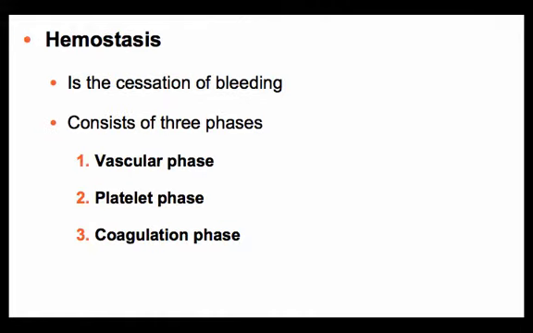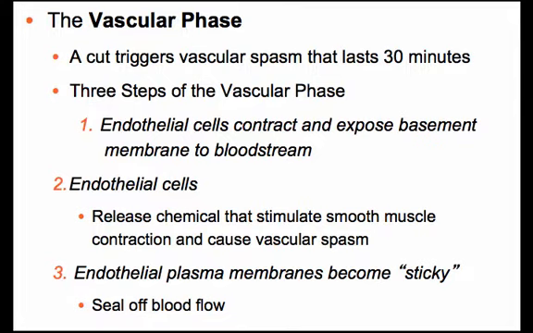When damage occurs to a blood vessel, the platelets help to stop the bleeding. Hemostasis is the term given to the cessation of bleeding. Hemostasis occurs in 3 phases: the vascular phase, the platelet phase, and the coagulation phase. The vascular phase occurs immediately after a cut through a blood vessel. This phase lasts 30 minutes. During this phase, the endothelial cells of the blood vessels contract and release chemicals that cause vascular spasm and narrowing of the lumen where the cut occurred. The plasma membranes of the exposed endothelial cells become sticky and adhere to platelets and to each other.